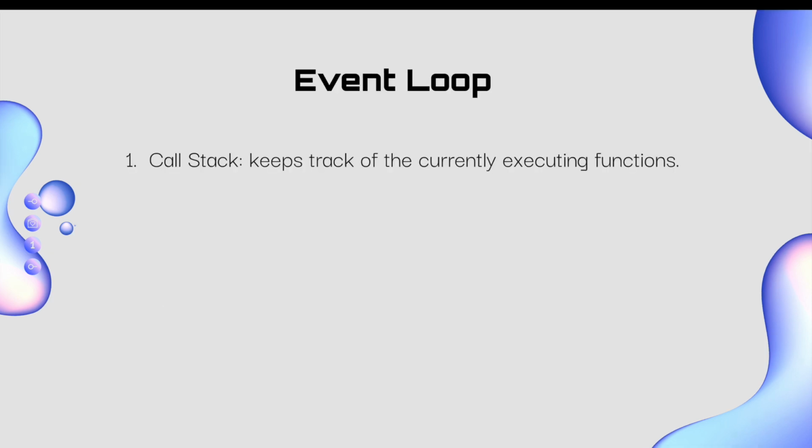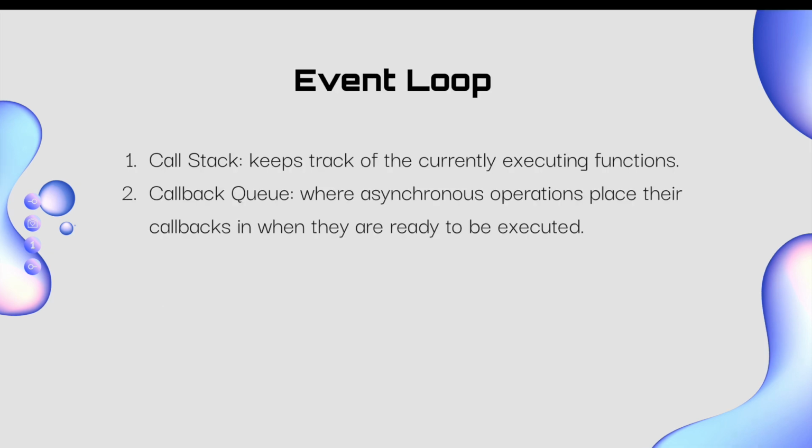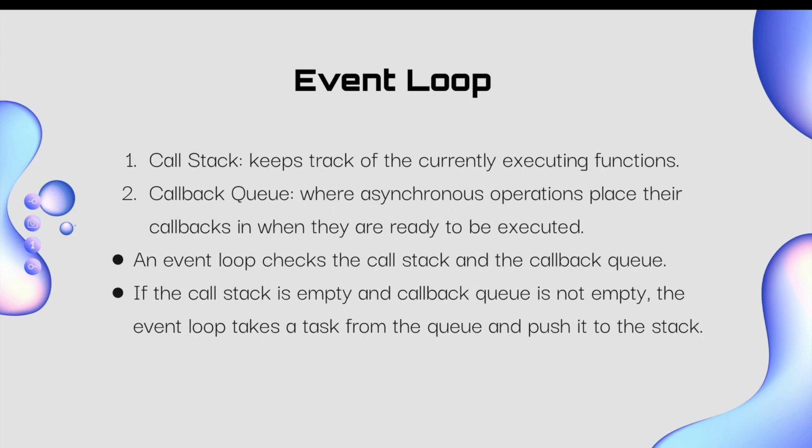In addition to the call stack, JavaScript has a callback queue. Asynchronous operations like setTimeout, DOM events, or HTTP requests place their callbacks in the callback queue when they are ready to be executed. The event loop is responsible for constantly checking the call stack and the callback queue.